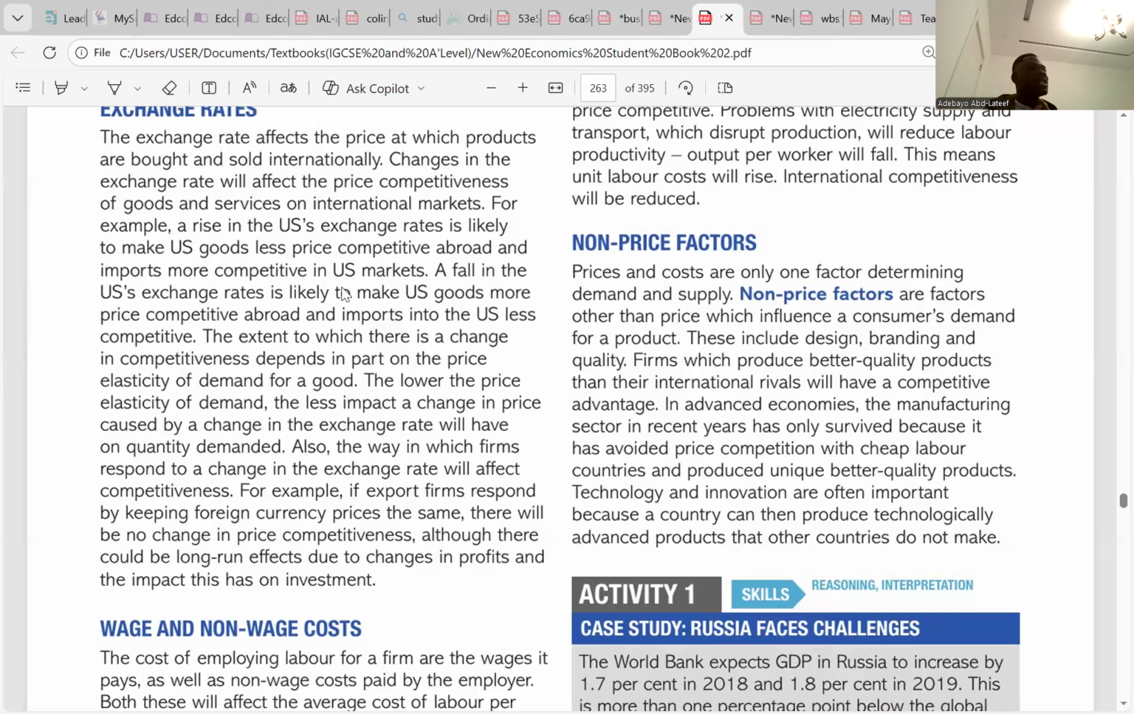But what happens to US firms in the long run? Their profit is going to reduce and it might affect their investment in the future. So that is the response here. Keeping foreign currency price the same is going to let you be price competitive because your price stays as cheap as it was before. But the point is your profit margin reduces and that might affect your investment, because it's only when you make profit that you can think about investment. Do you get the point there? So that's another factor that could affect international competitiveness of a country.